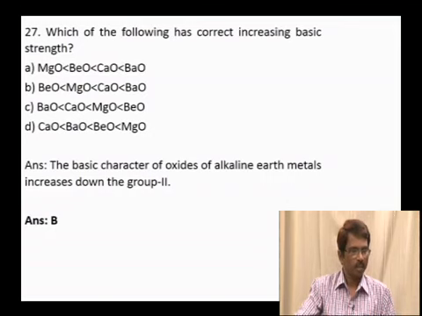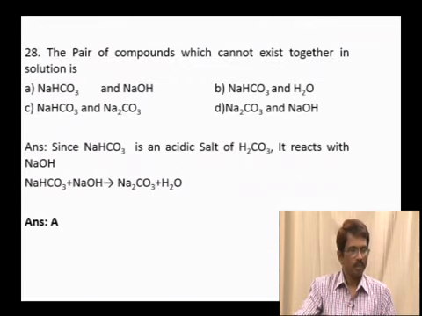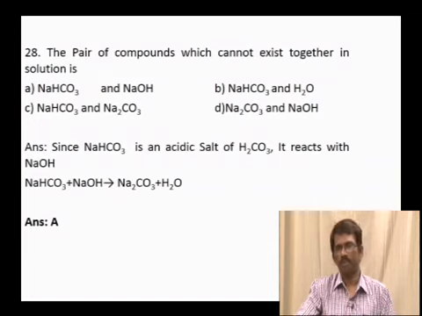And then therefore the correct order is from BeO to BeO. Obviously the option B is the correct answer. In the question number 28, the pair of compounds which cannot exist together in the solution.